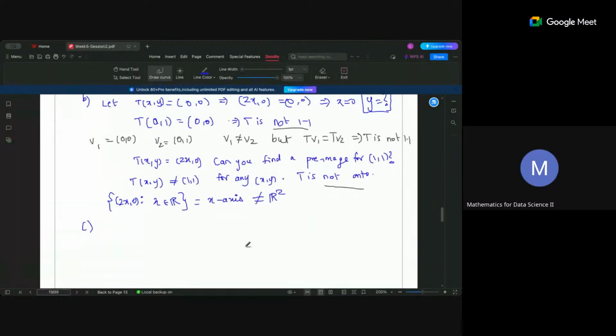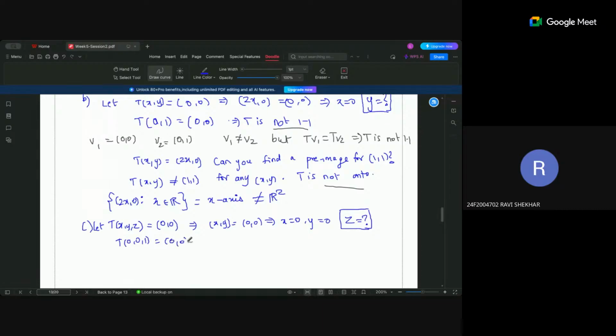So let T of x comma y comma z equal to 0 comma 0. It means that you have x comma y equal to 0 comma 0. So this implies x equal to 0, y equal to 0. Now what happens to z? So how will you check? Take 0 comma 0 comma 1. What is the image? 0, 0.